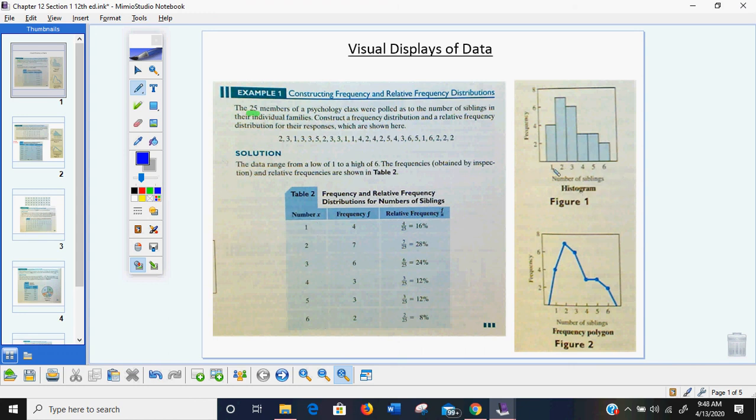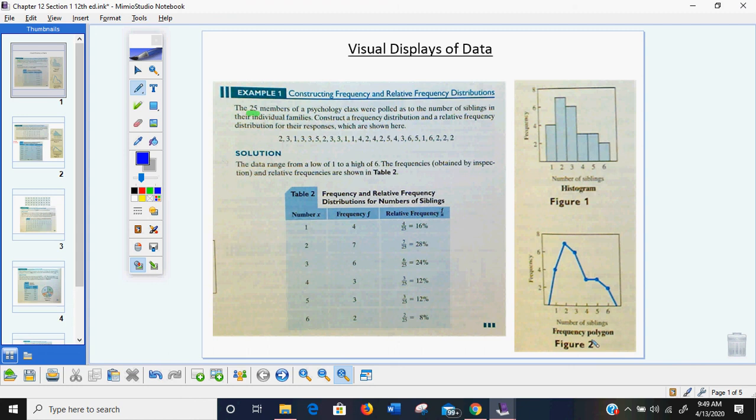So since there were 4 with 1 sibling, they went up to 4, drew a bar. There were 7 with 2 siblings. They went up to 7 and then drew their bar. Same thing with the rest of them. Now notice all these bars are connected. Okay, this is called a histogram.